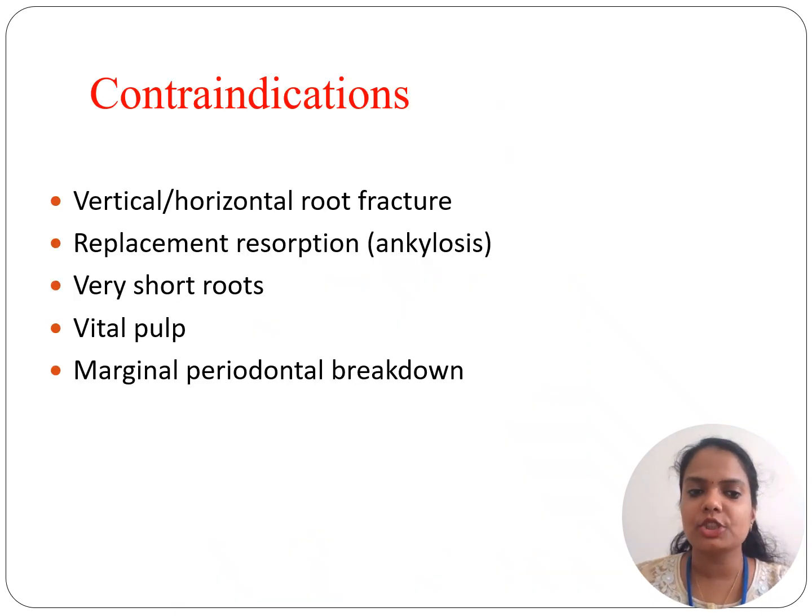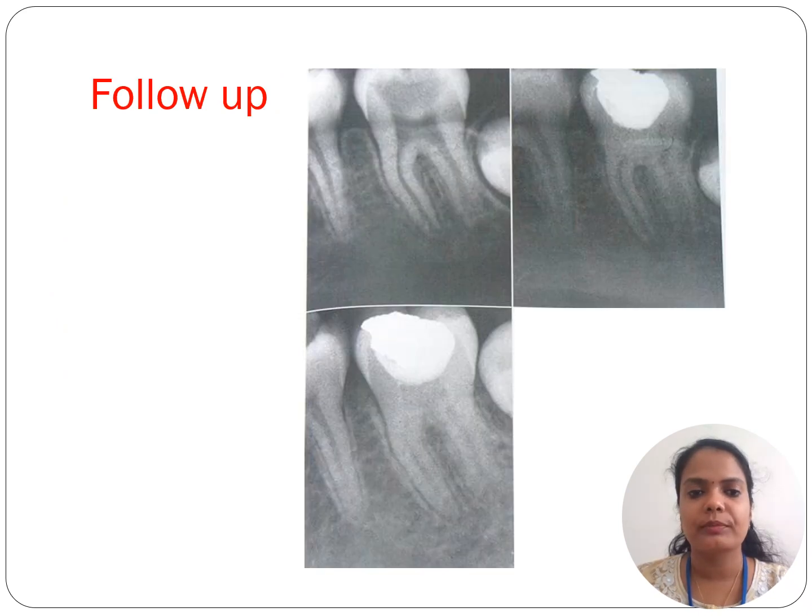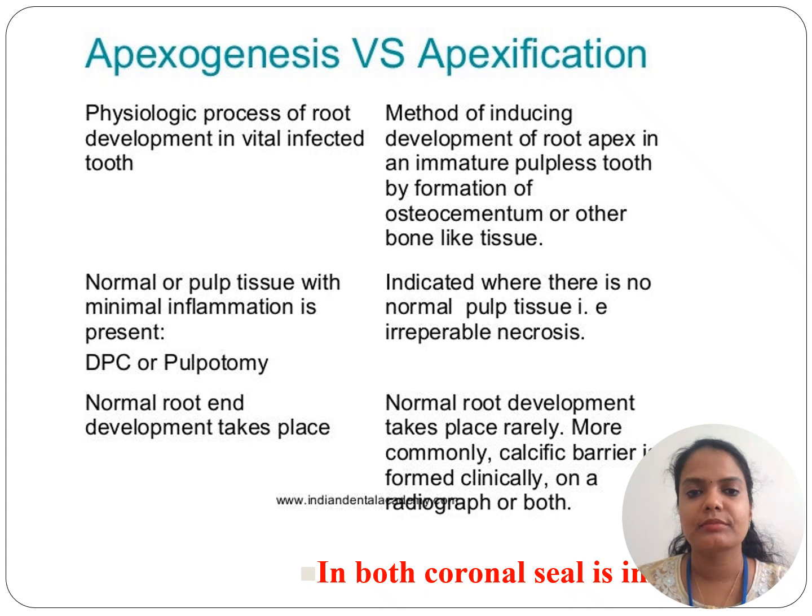Contraindications: apexification cannot be done when there is a horizontal or vertical root fracture, replacement resorption, very short roots, vital pulp, or marginal periodontal breakdown. So this is a radiograph of the follow-up X-rays.